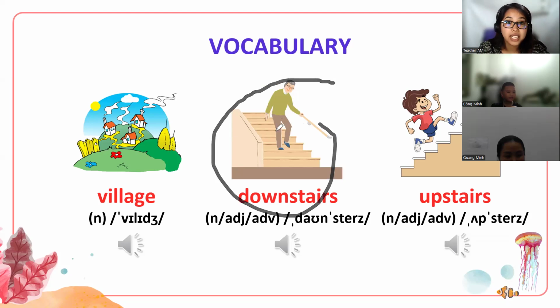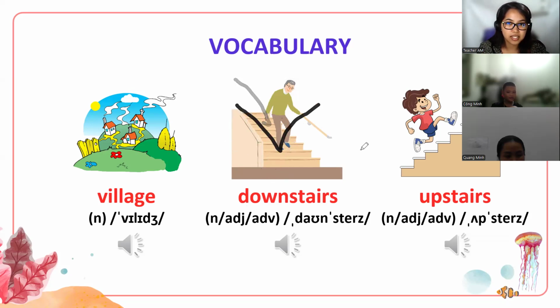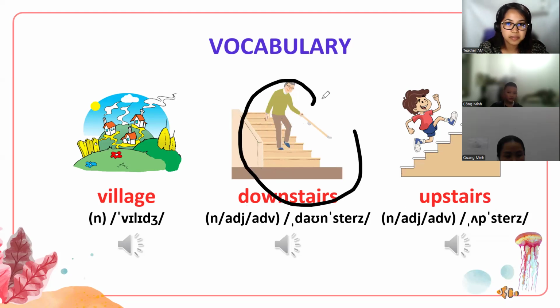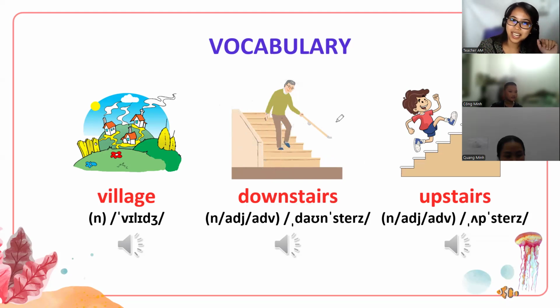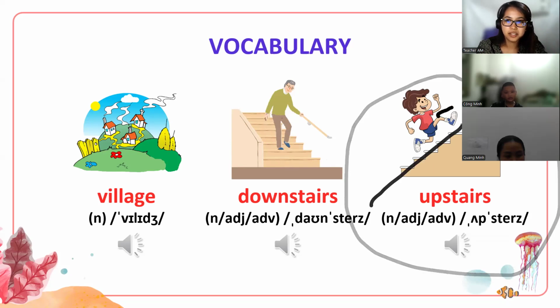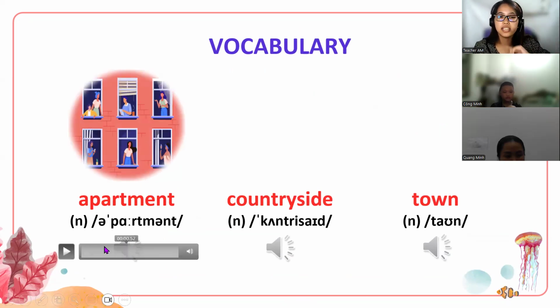Now look, we have here downstairs. It's going down. Okay, downstairs. Now look, upstairs. Great. Now what's this? It's downstairs. Yes. Okay, say downstairs. Downstairs. Very good. How about this one? Upstairs. Yay! Give me a high five, Minh. Very good. Okay, now look, listen, and say.